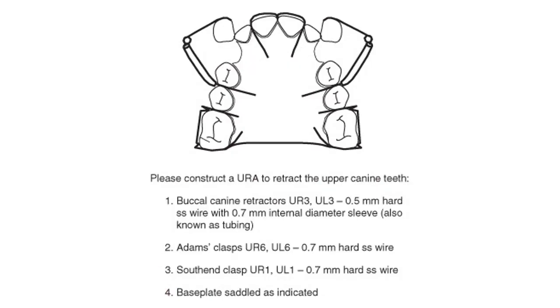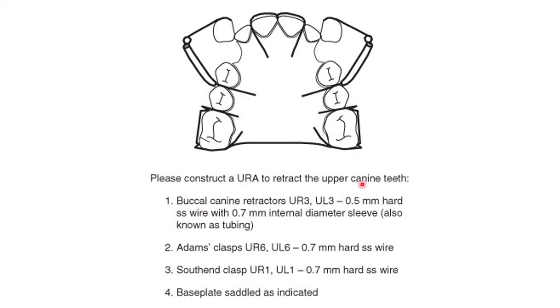Okay, this is the case with a buccally erupted canine. Let's say you are given a study model with this kind of malocclusion, and then the question is, please construct a URA to retract the buccally erupted upper canine tooth. So you need to draw like what you see here. You need to state the location of the active component, on which teeth, and then what wire do you use.